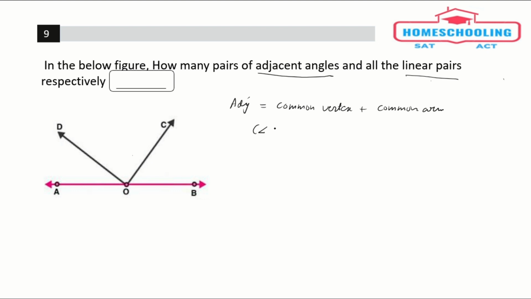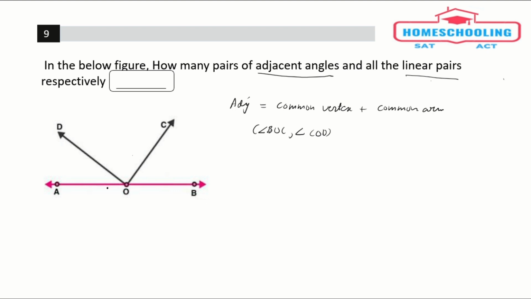Angle BOC and angle COD. If we take this one as a whole and this one as a common arm, we can make two angles out of it, this one and this angle. Angle BOC and angle COD.